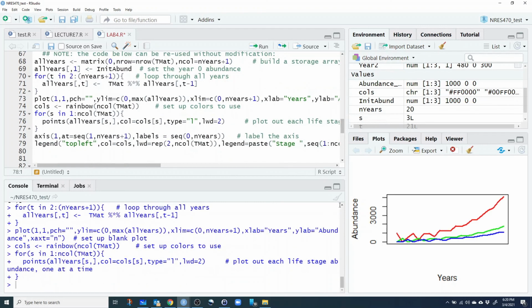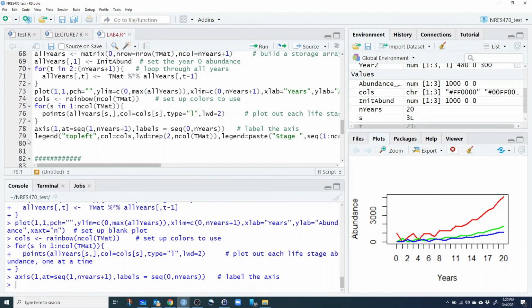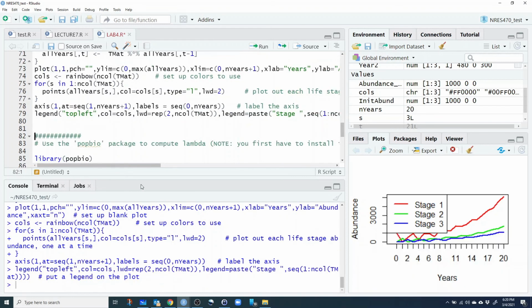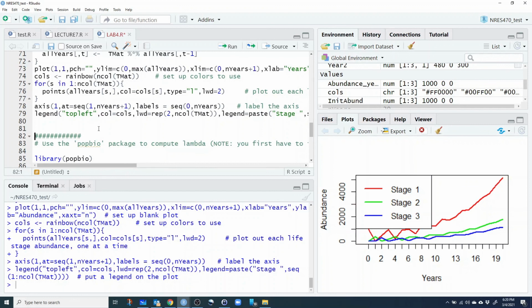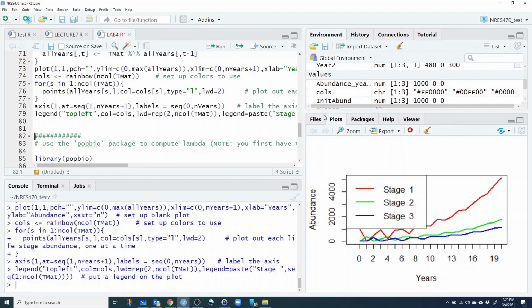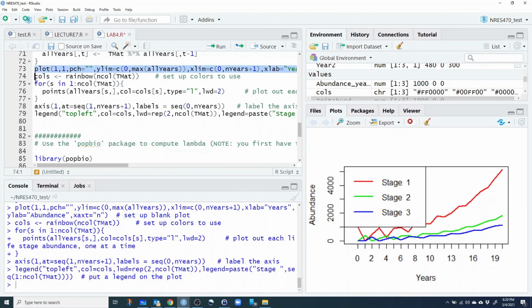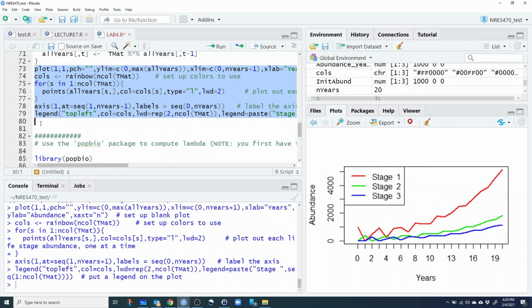So now we have the abundance of each class over time, and all we have to do here is maybe add an x-axis. That's just representing each year of the simulation, and maybe a legend as well, just in order to make it clear which color represents which stage. And if I make this a little bit bigger and rerun the plotting code, it will look a little nicer.